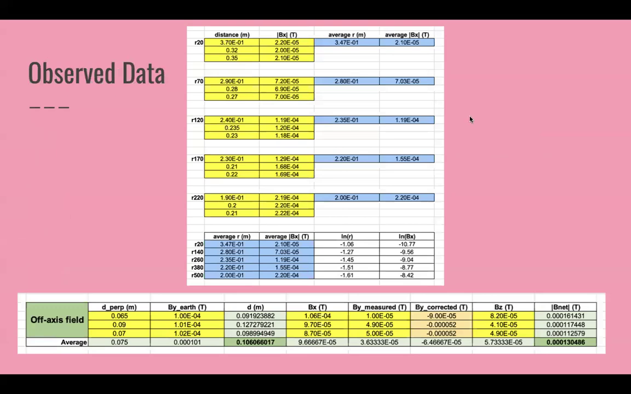Here's my observed data in this Excel sheet. Here are all the part one values that I recorded, then the averages, and then the ln of R and ln of Bx values that are going to be plotted on the graph. Then the off-axis field, which is the part two values, which I'm using to find B perp and D, and the B net values are over here.